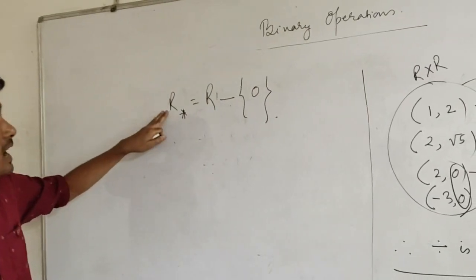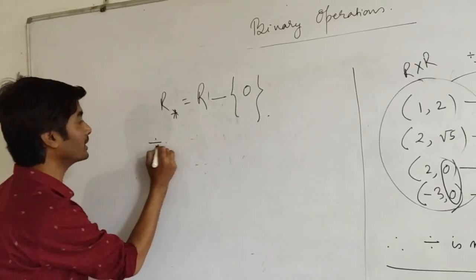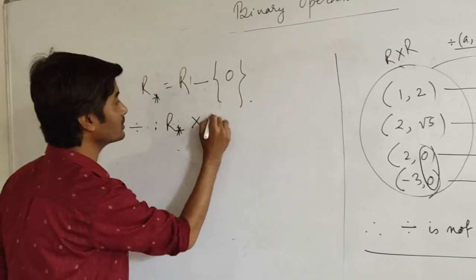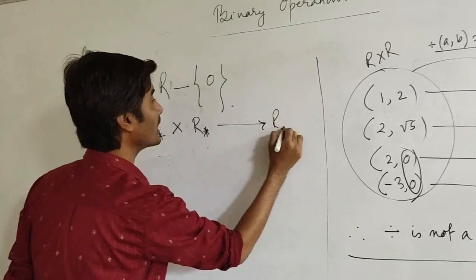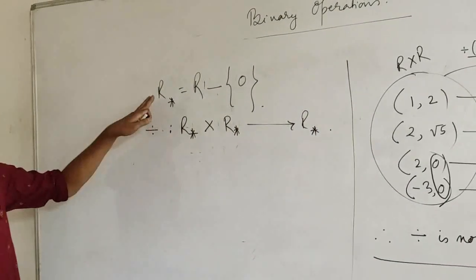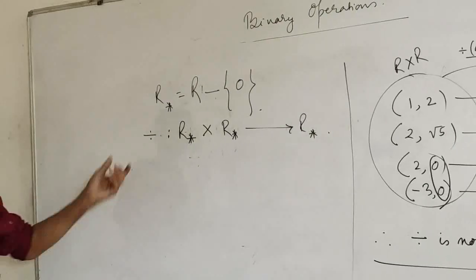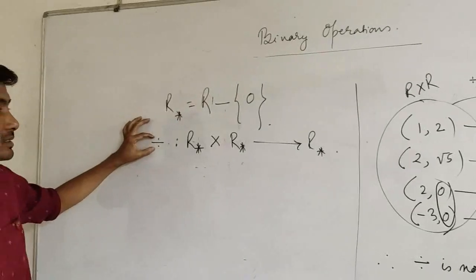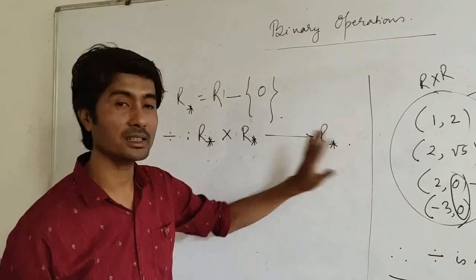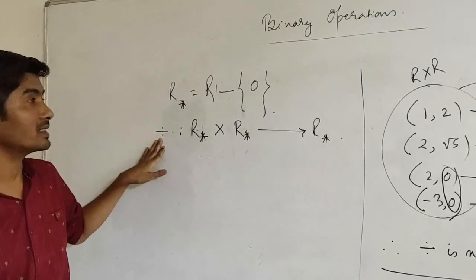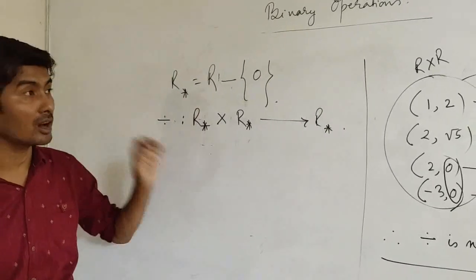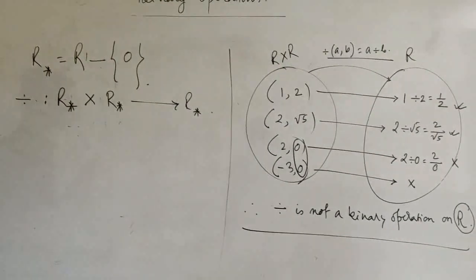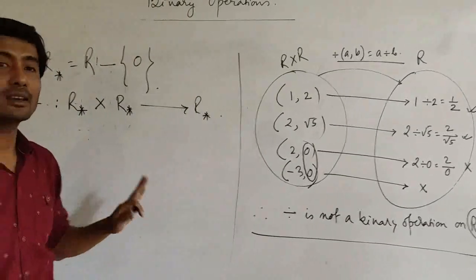Now in this set R star, if I take the division operation, we can notice that this will be a function from R star cross R star to the set R star again, because R star does not contain 0, so there will be no difficulty. Thus division is a binary operation on the set R star but not on the set R. So this is all about the set of real numbers R with the operations addition, subtraction, multiplication and division.